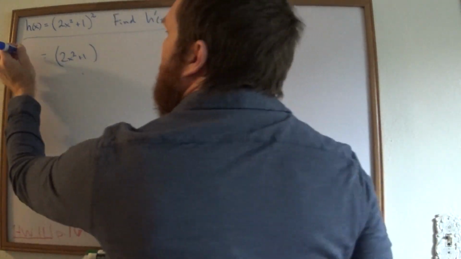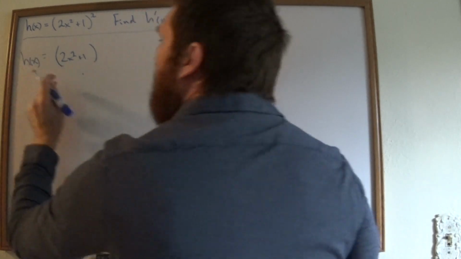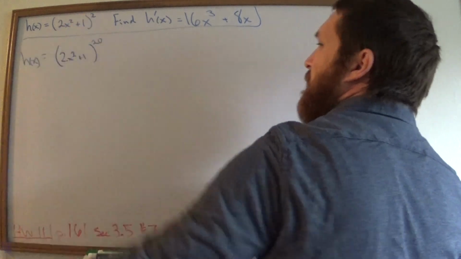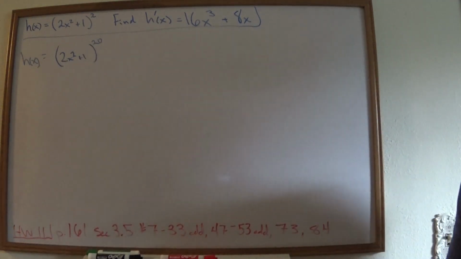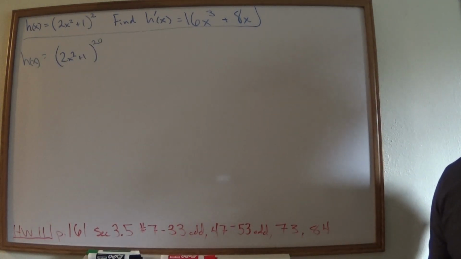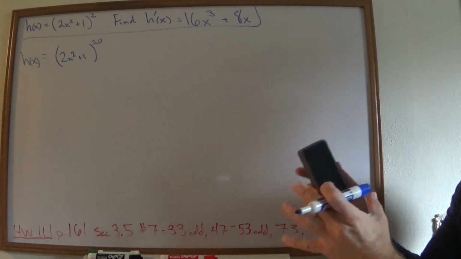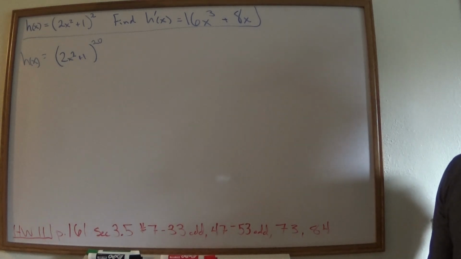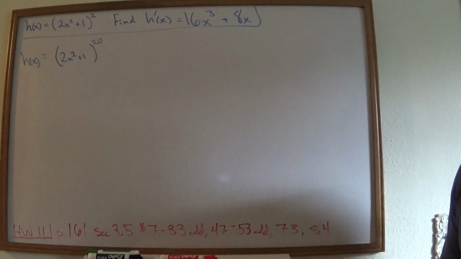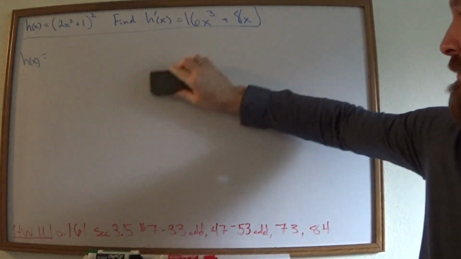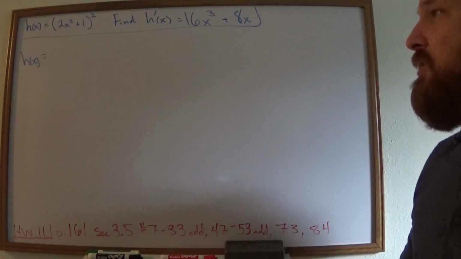That was pretty easy, pretty straightforward. But what if h of x weren't squared? What if it were to the 20th? You'd think, well, okay, binomial theorem, we'd expand it, and it would be really, really bad. But maybe there's a better way. And it turns out there is a better way. Today's topic is what's called the chain rule.